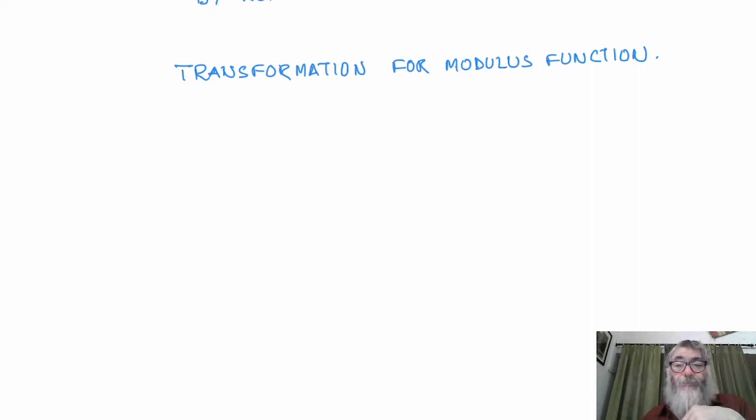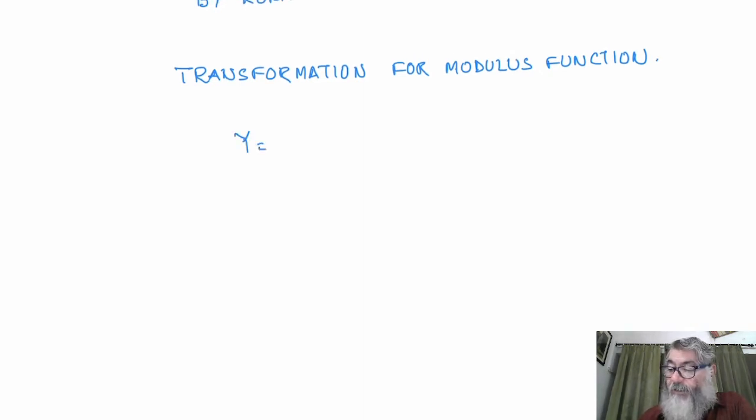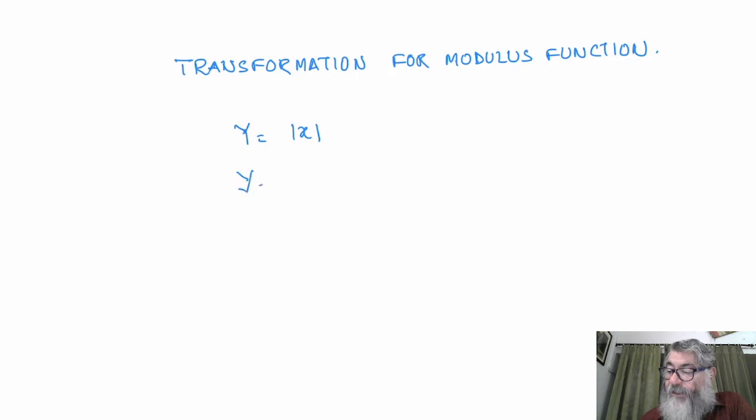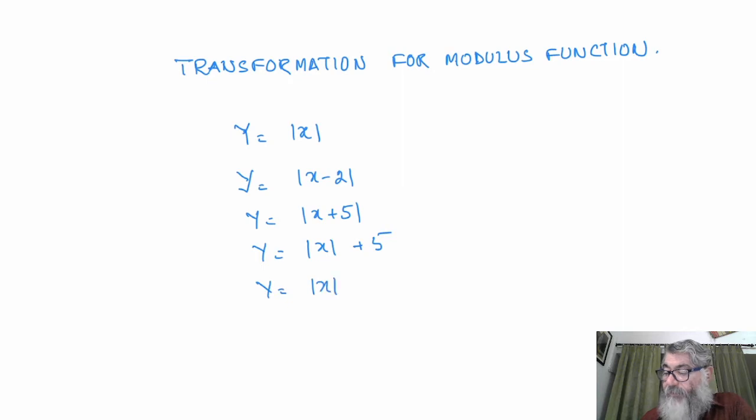Transformation means that basically, what is modulus function? Modulus function is y is equal to modulus x. But suppose the function becomes like y is equal to modulus x minus 2, y is equal to modulus x plus 5, or y is equal to modulus x minus 7, or y is equal to 2 modulus x, or y is equal to 1 by 3 modulus x. All these functions are different.